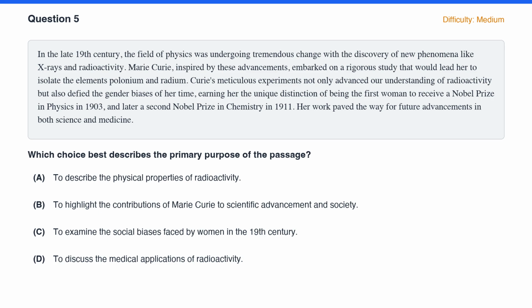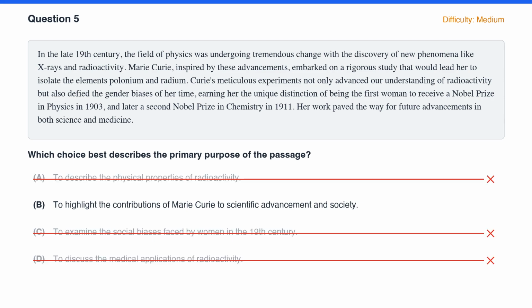We need the option that captures the overall point, not a single supporting detail. Choices A and D zoom in on radioactivity itself, choice C zooms in on gender bias, and choice B frames the passage around Curie's contributions to science and society. Choice A is wrong because radioactivity is mentioned only as the area Curie advanced. The passage never explains its physical properties.